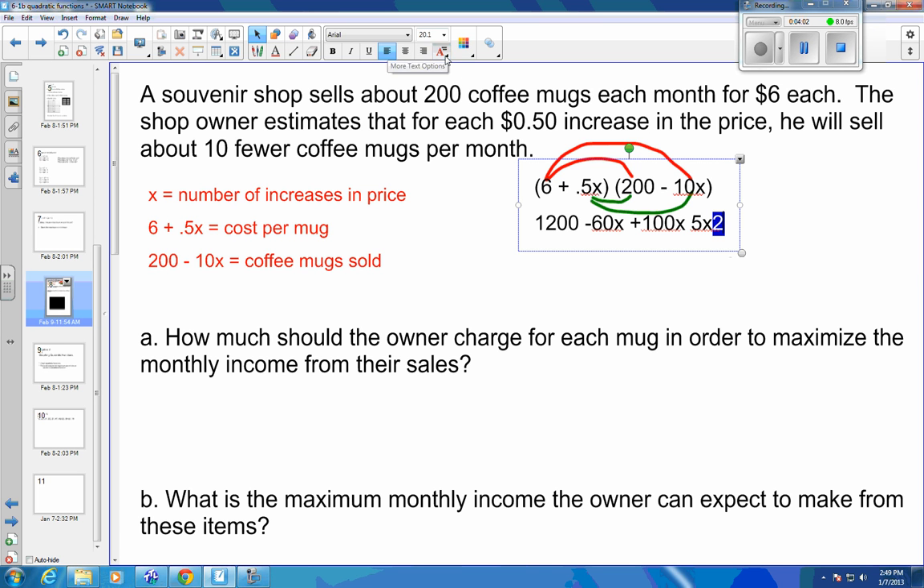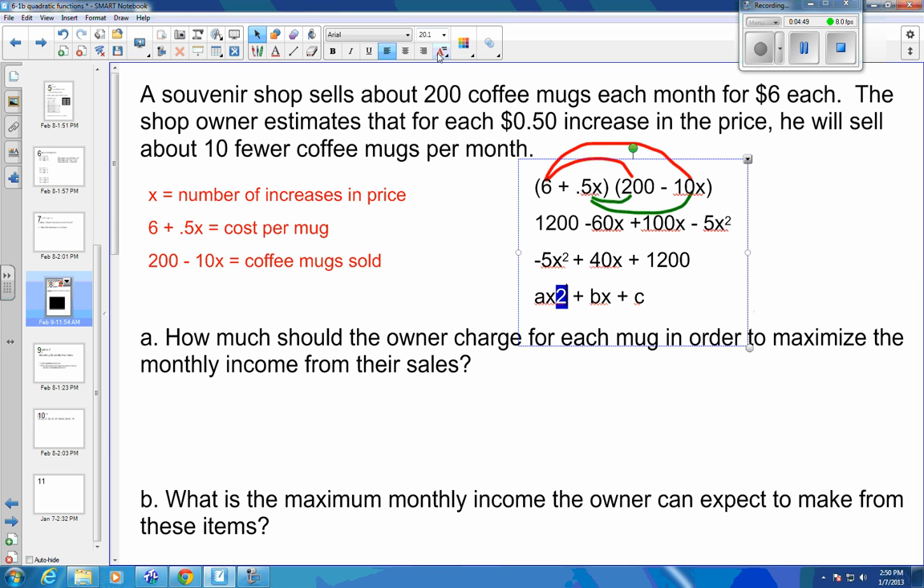And then we'll combine our like terms. Oh, this is a negative right here, so it's minus. I'm going to put it in the right order, so minus 5x squared, plus, and then negative 60x plus 100x is going to be plus 40x, and then we've got plus 1,200. And that puts it in ax squared plus bx plus c format.